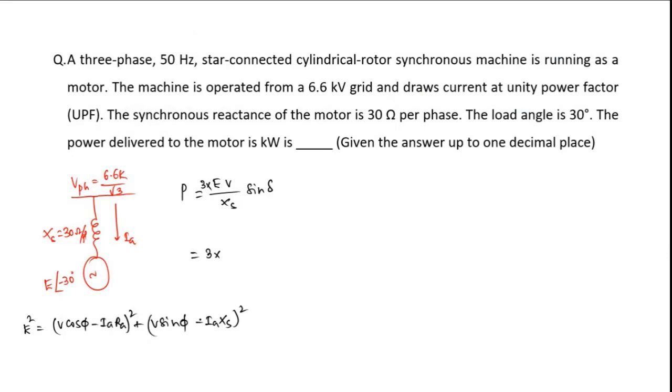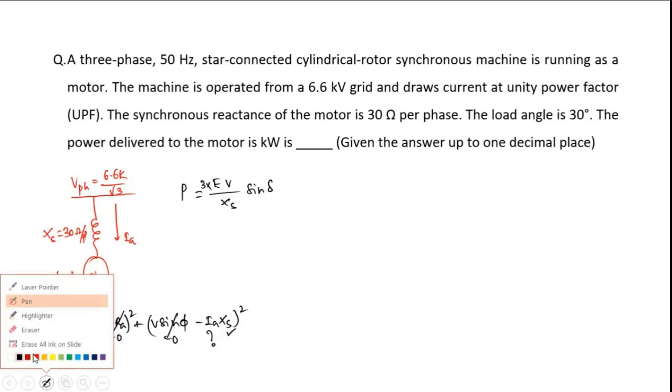Here, he said it is a unity power factor. So here power factor is 1 and the sine component is 0. Resistance is 0. So here V is known, 6.6 kV by √3, and anyhow this term is 0. But we know the synchronous reactance, but we do not know the armature current. If you don't know the armature current, you cannot calculate E. Now, what is the other way? How to calculate?